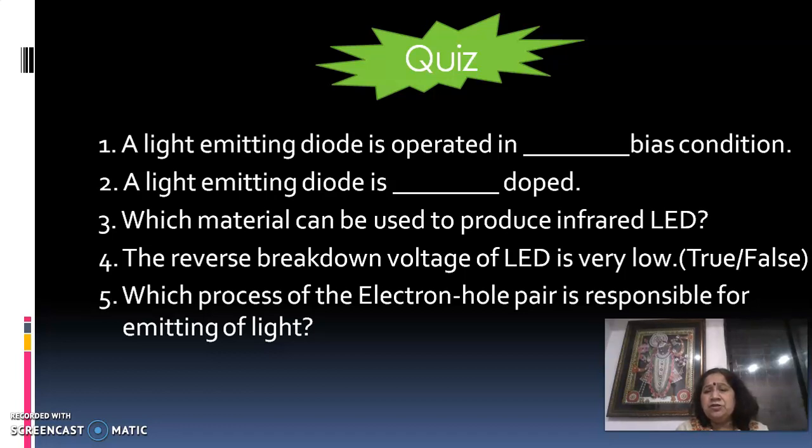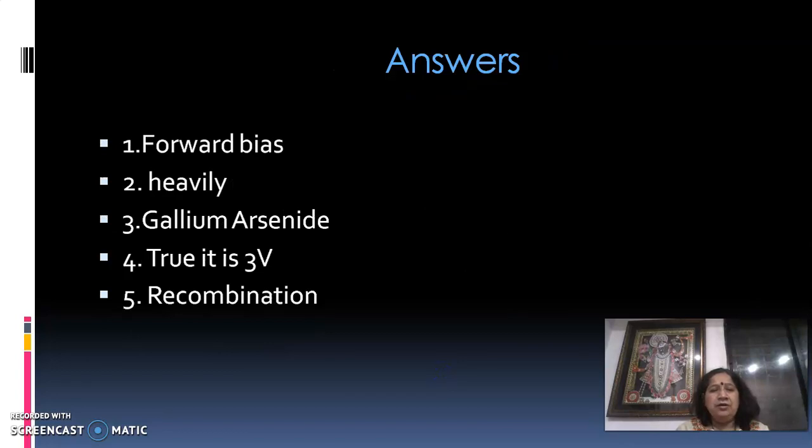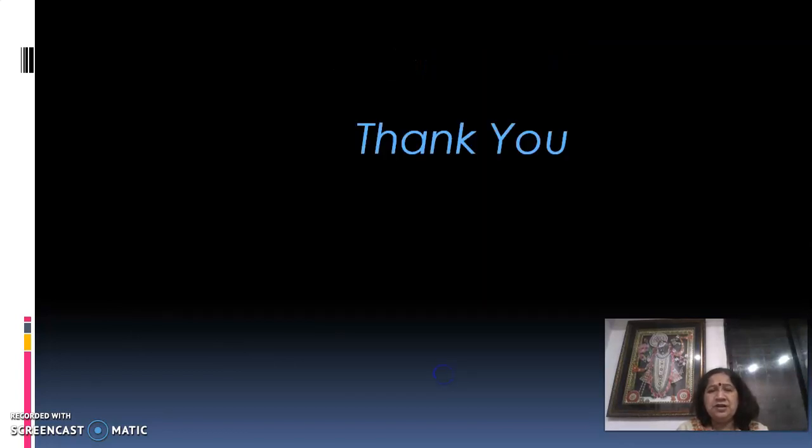The reverse breakdown voltage of LED is very low. True or false? Yes, breakdown voltage is low. And which process of electron-hole recombination is responsible? So, of course, it is hole-electron recombination. And here is the list of answers for your reference. Thank you.